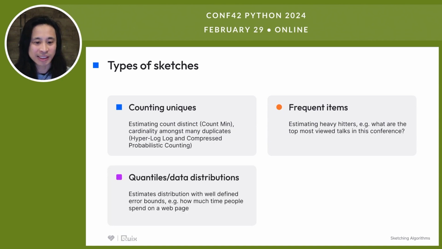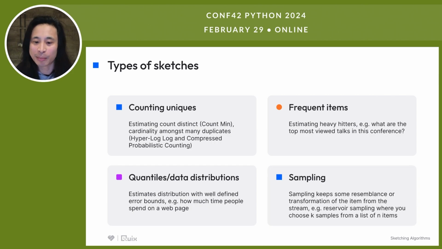We have quantiles and data distributions. So this estimates the distribution. So you've got the different percentiles like 25th percentile, 95th percentile, 99th percentile. You can do all of those with well-defined error bounds. So if you're streaming in data again from this conference, you could determine and approximate how much time people spend on each of the web pages.